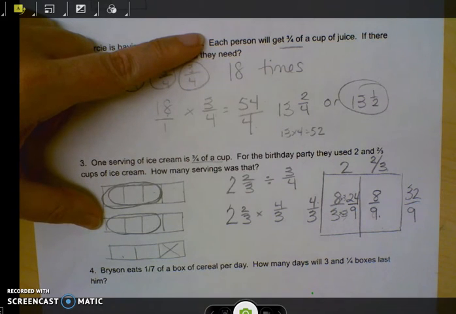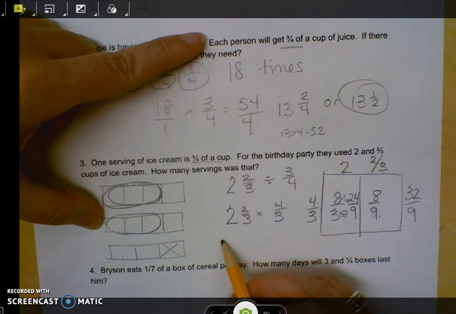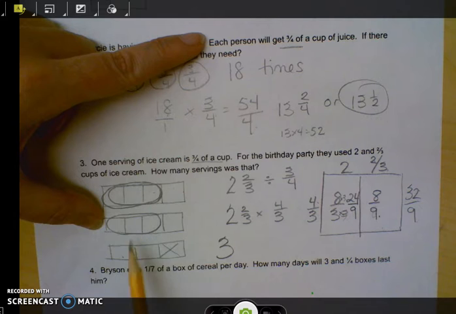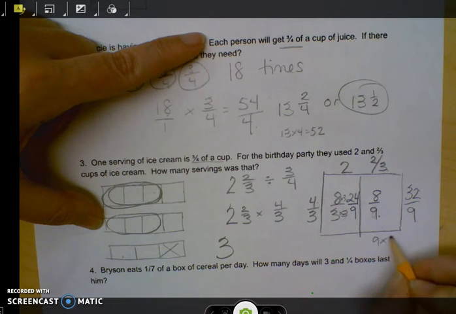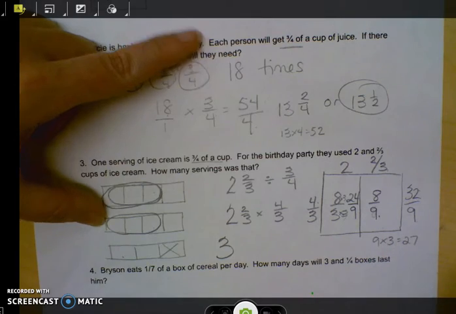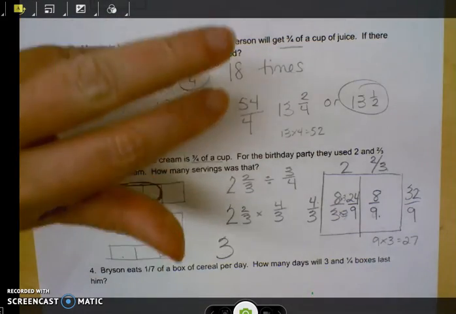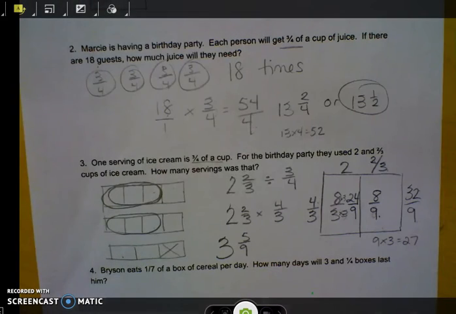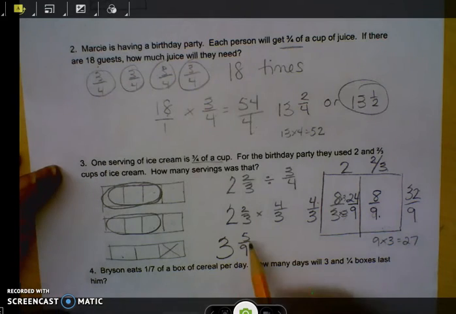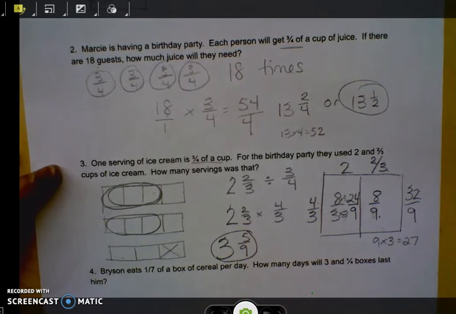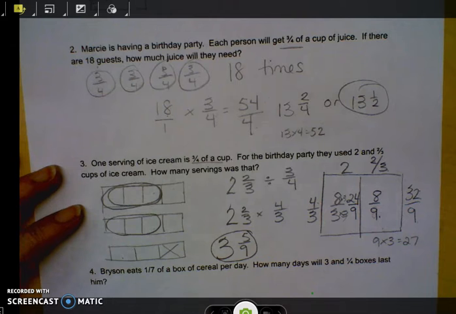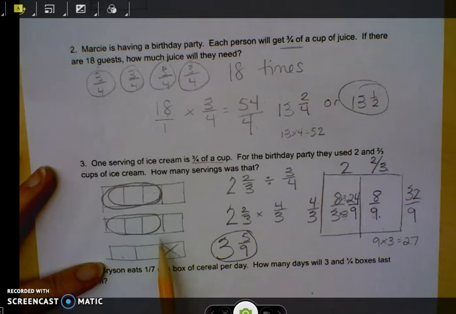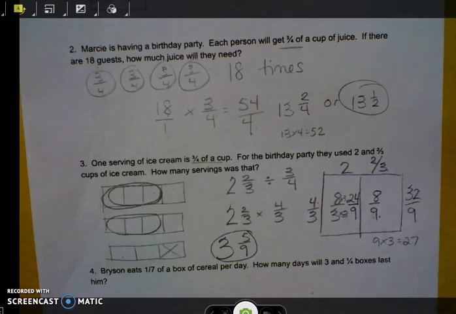That is an improper fraction. I know that 9 goes into 32 3 whole times. Good, that's my estimate. I know that this was going to be 3 something. So 9 times 3 equals 27, 28, 29, 30, 31, 32. That leaves me with 5/9 left over. So 3 5/9 is my final answer. And it does match my model. I knew it was going to be 3 something.